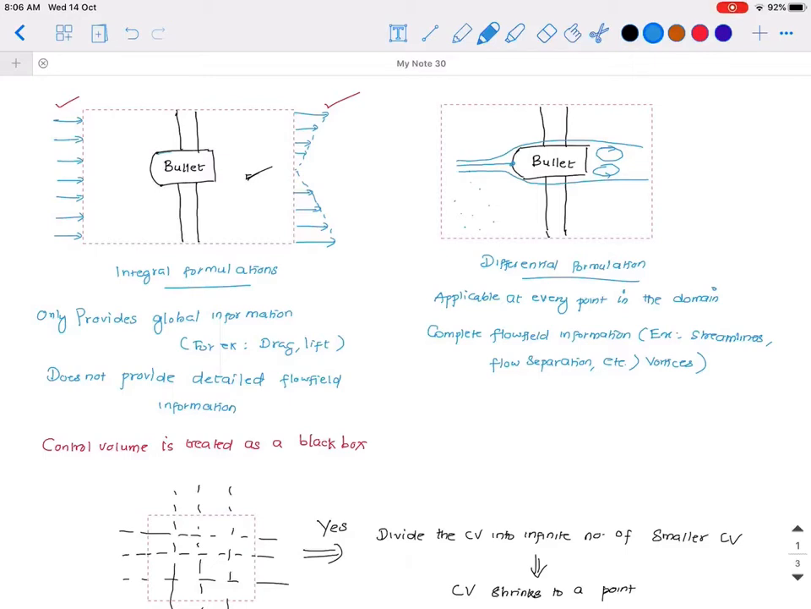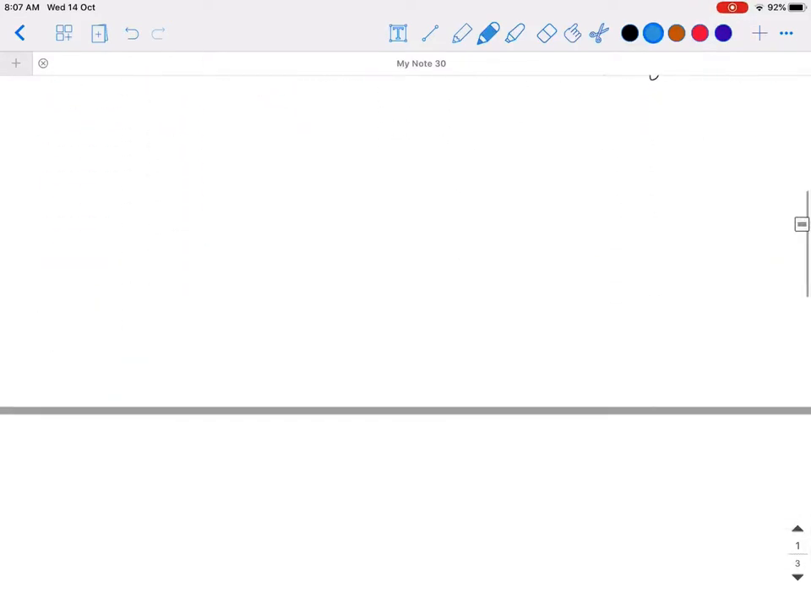So streamlines, flow separation, vortices, all this information we can get by solving the governing equations in differential form. If you consider the scenario that we talked about, instead of 5000 Newton as you expected the drag force to be, integral formulation will give only the value of 10,000 instead of 5,000. But if you solve governing equations in differential form, you will be able to answer why the drag force is larger than expected, because it provides complete flow field information. Until now we are just talking about the advantage of differential formulation without actually deriving the equations.